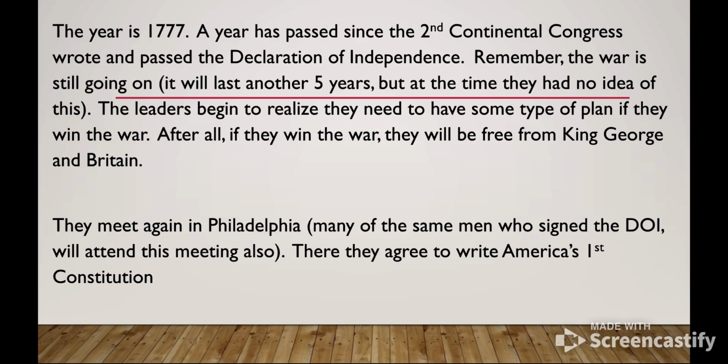Leaders begin to realize they need to have some sort of plan in place if they win the war. After all, if they do win the war, they will be free from King George of Britain. So back to Philadelphia they go. Many of the same guys that were there the year before for the Declaration showed up. There were some new ones, though. There they agree to write America's first Constitution.